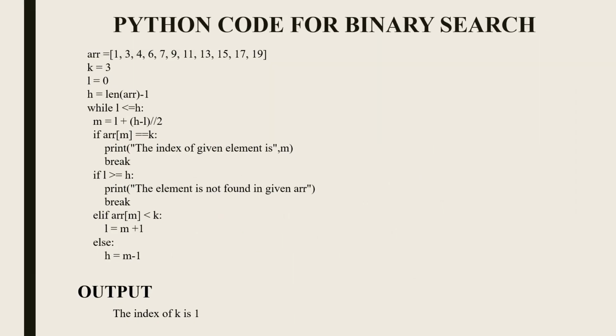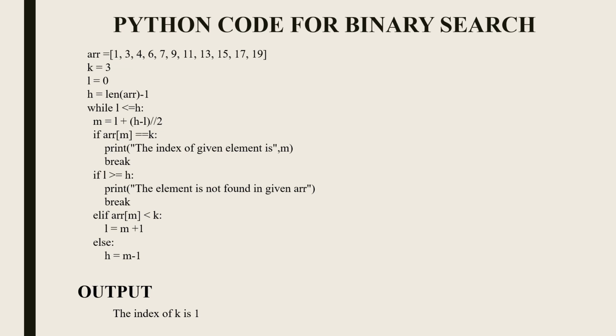Python code for binary search. The given question is to find the index of a given element in the sorted list. The given array is 1, 3, 4, 6, 7, 9, 11, 13, 15, 17, 19. The given element k is 3.